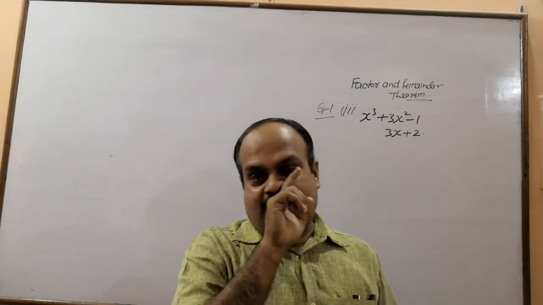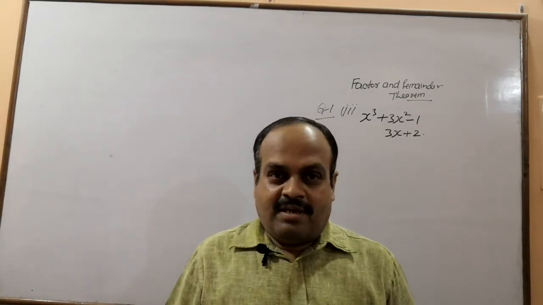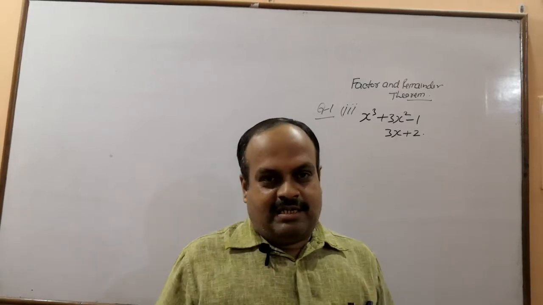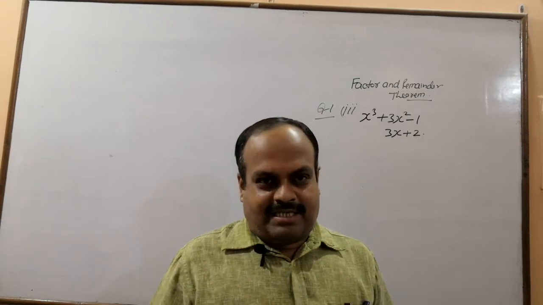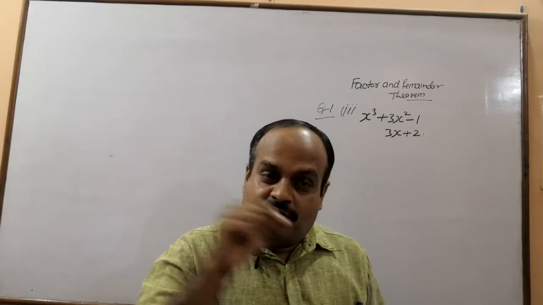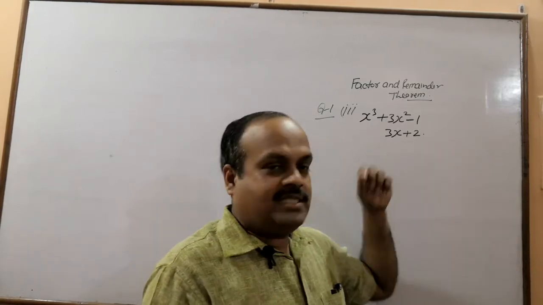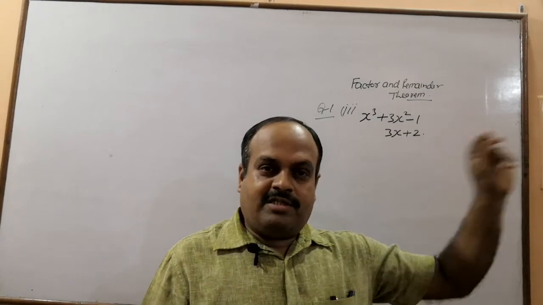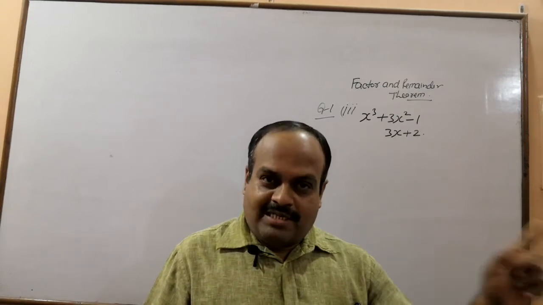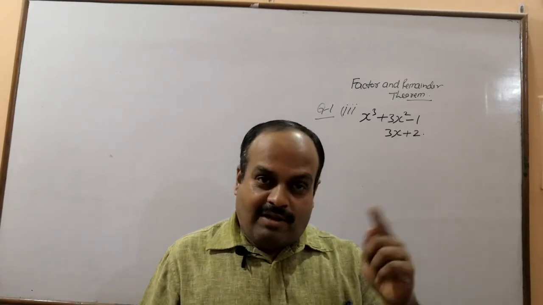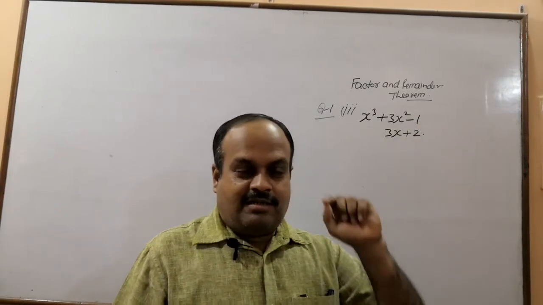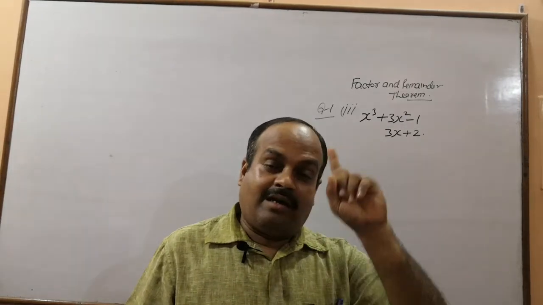So, to get the remainder, we will be using the remainder theorem. What does the remainder theorem say? The remainder theorem says that get the value of x from the divisor after equating it with 0. The divisor is 3x plus 2. Compare it with 0, write 3x plus 2 equals to 0. Get the value of x from that equation. When you get the value of x, substitute it in the dividend, then the numerical value you get will be called the remainder.